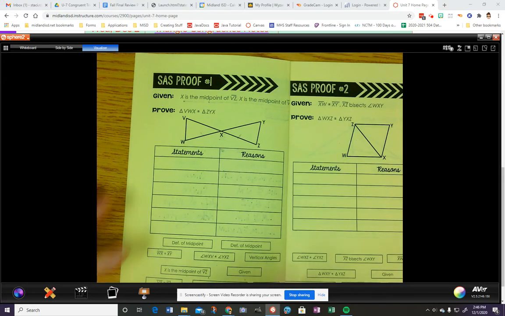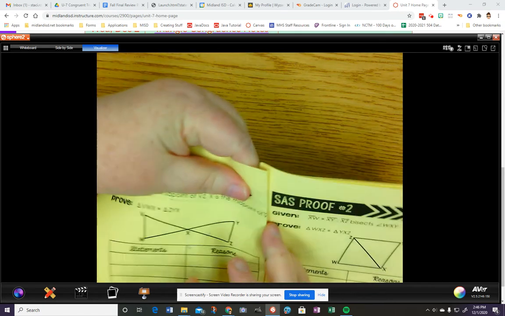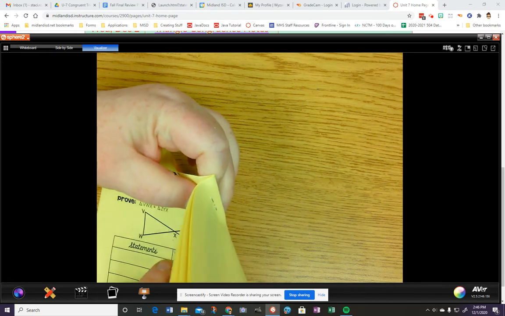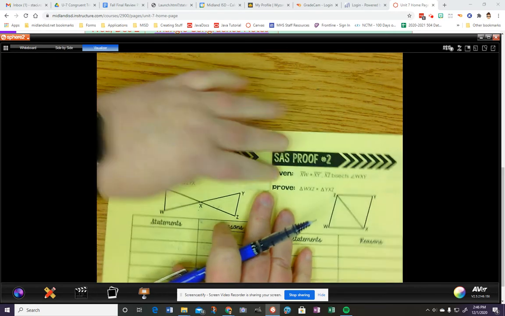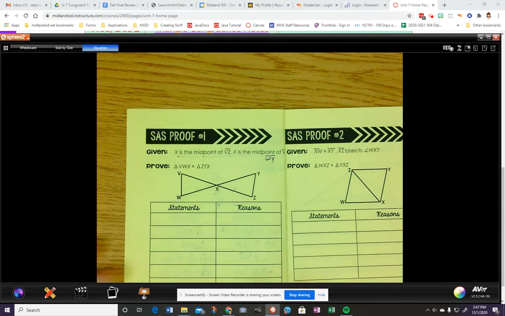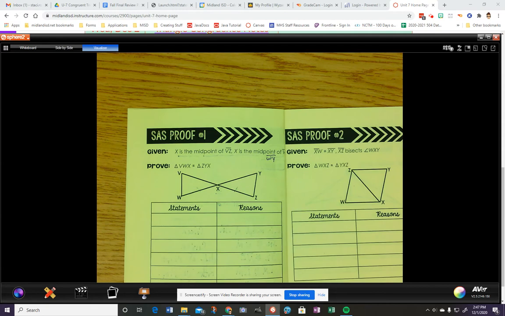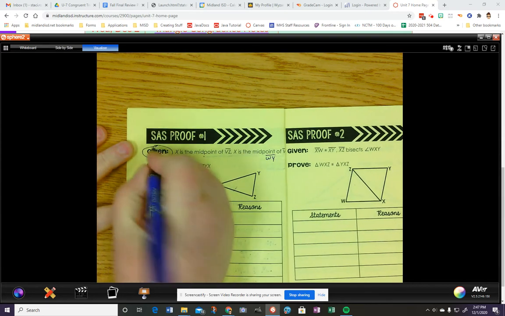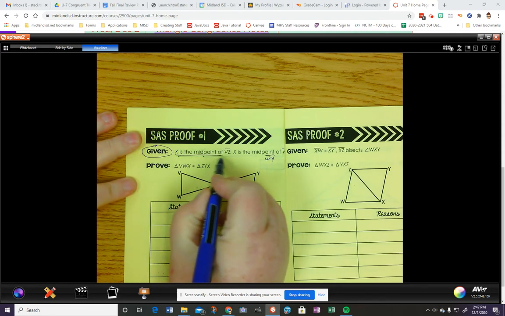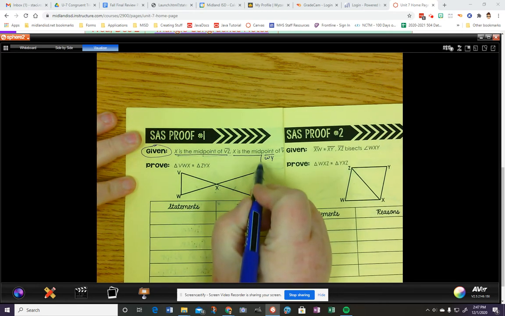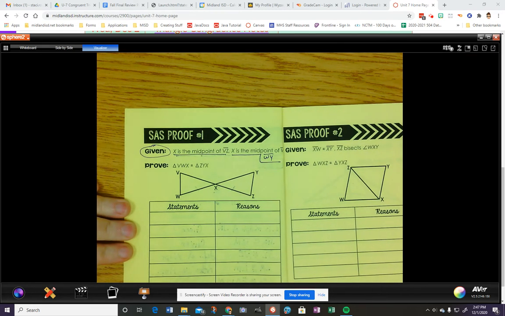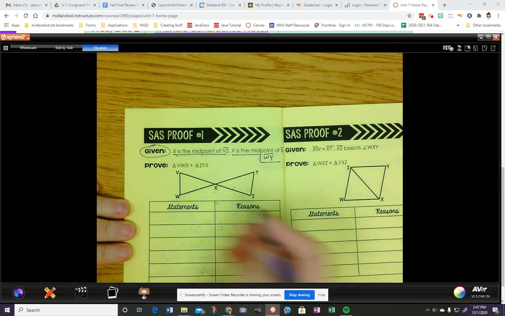Okay, so I had that chopped off. So we have our given. X is the midpoint of VZ, so I'm going to underline that. X is the midpoint of YZ, WY. So I've got two givens.